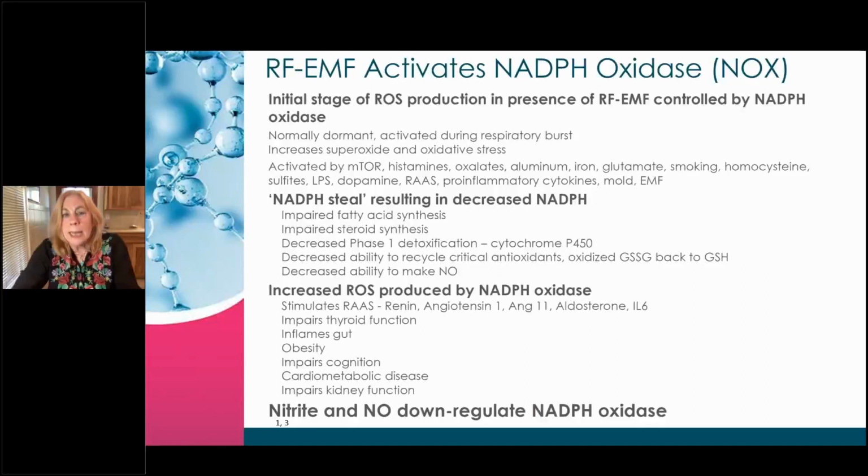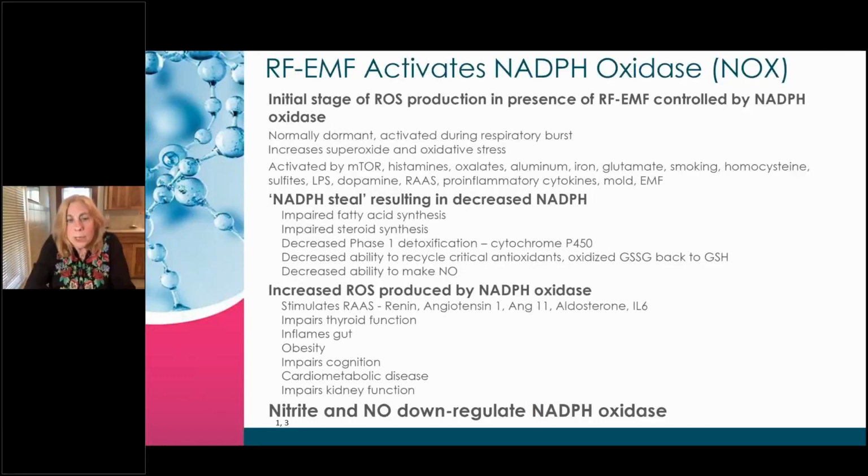So EMF increases oxidative stress by upregulating NADPH oxidase. Now this enzyme is normally dormant, but is activated during respiratory bursts, and it produces superoxide, increasing oxidative stress. However, it is being stimulated by all these environmental toxins, by all these environmental factors. It's activated by mTOR, histamines, oxalates, aluminum, iron, glutamate, smoking, homocysteine, sulfites, LPS, dopamine, that RAS cycle, pro-inflammatory cytokines, mold, EMF. So you've got this EMF stimulating this NADPH oxidase, just compounding the issues going on.